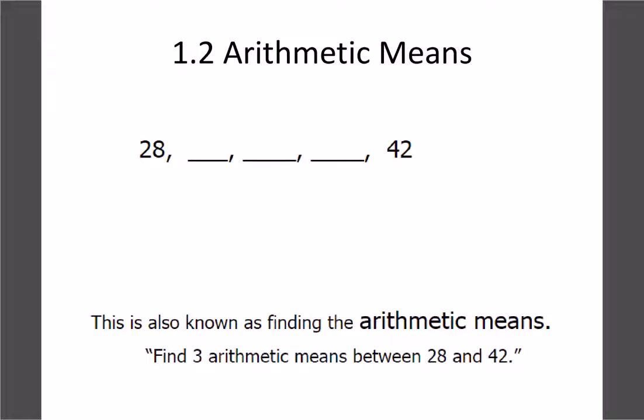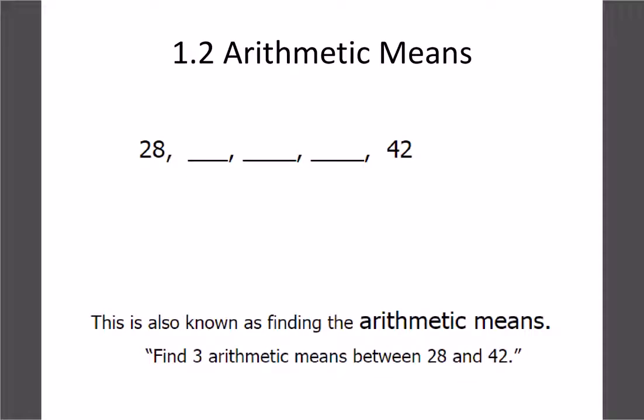So this question doesn't look much different than what we did before. Basically, the trick is, can we figure out what these three middle numbers are? The definition that we're going to learn today is what we call an arithmetic mean. Think of it as a mean typically means average. So we're looking at what would be three numbers that are equally spaced out between 28 and 42.